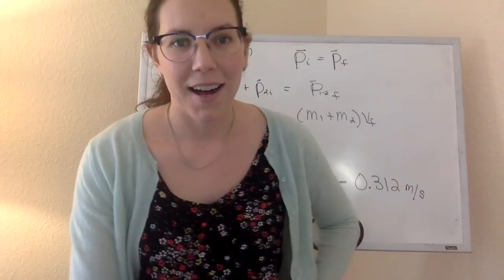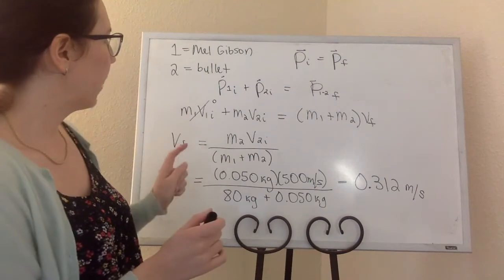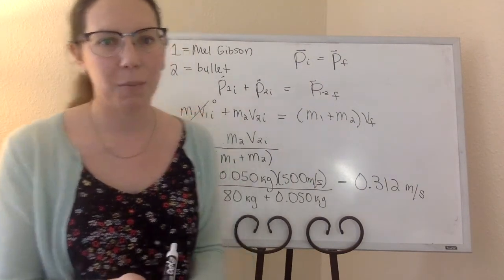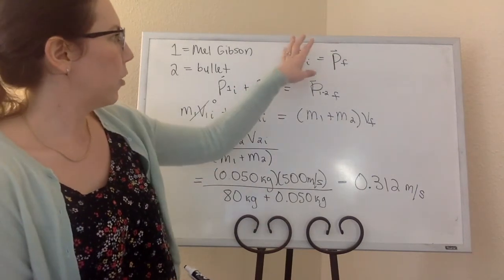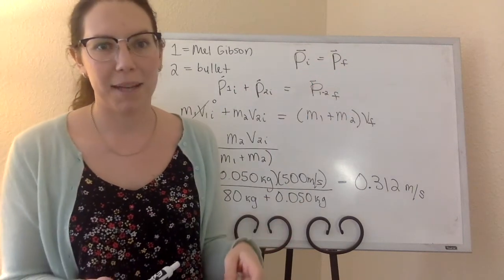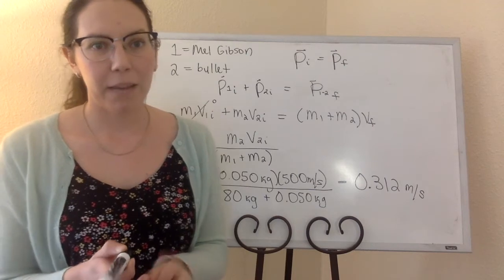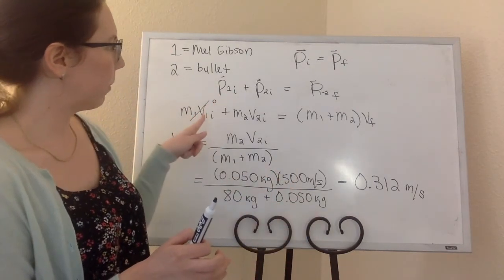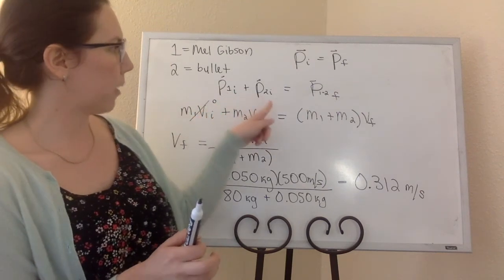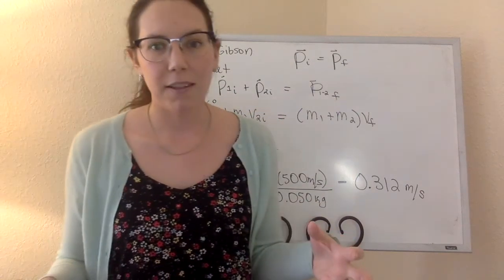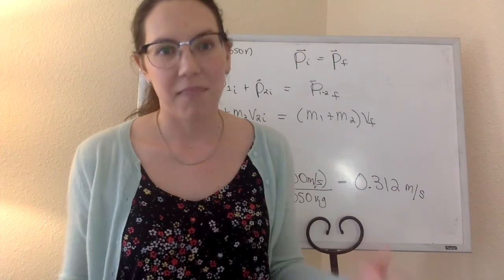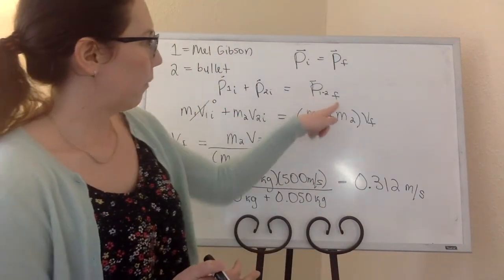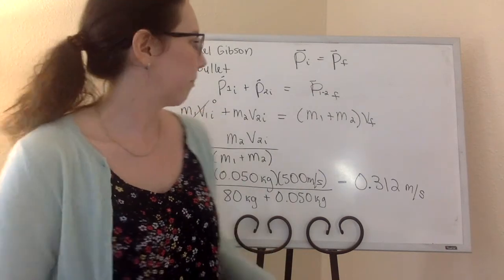Okay, so I've set this up with two subscripts again. This time let's let 1 be Mel Gibson and 2 be the bullet. So we have total initial momentum equals total final momentum. Initially we have two separate terms. Mel Gibson is at rest, so his momentum will be 0, but we have P1i plus P2i equals... And after the collision, the bullet is in Mel Gibson, so they're one object now. So we just have one momentum for the system after the collision.